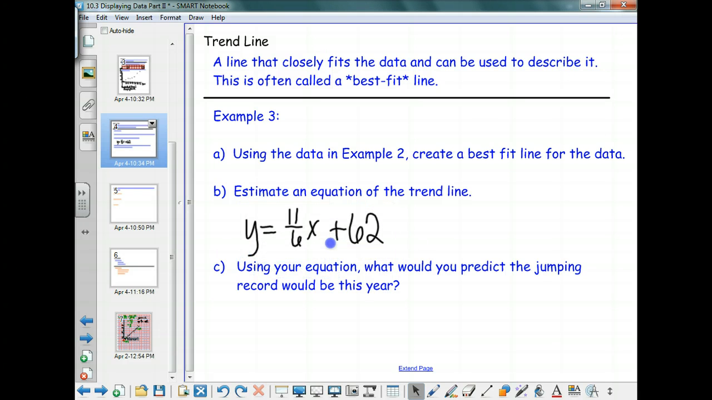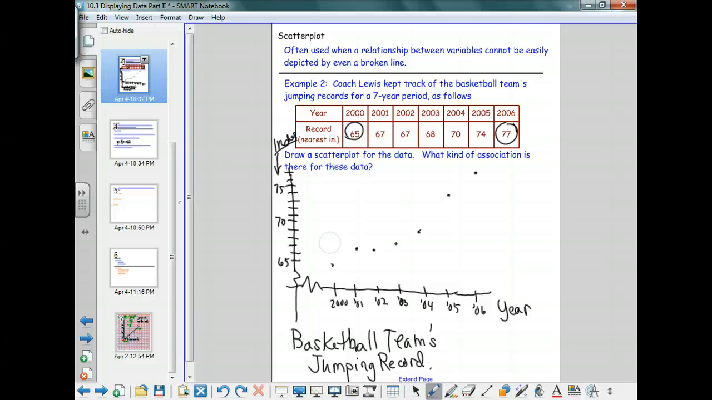All right, so there's the equation. This equation has no meaning if I just tell you that the equation is 11 over 6x plus 62. Not very informative. What in the world did I find? Well, using that chart or that table that I created, this graph, what does this table get, this graph get me? What am I finding?